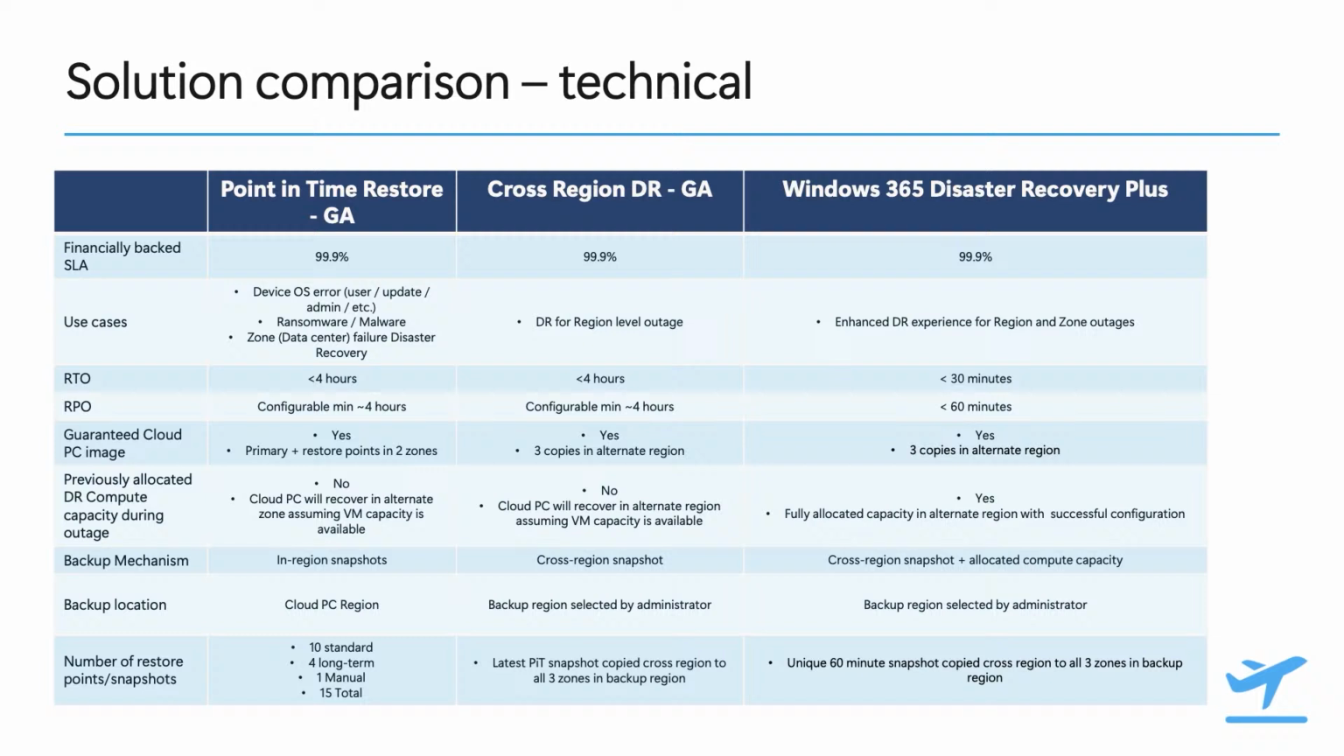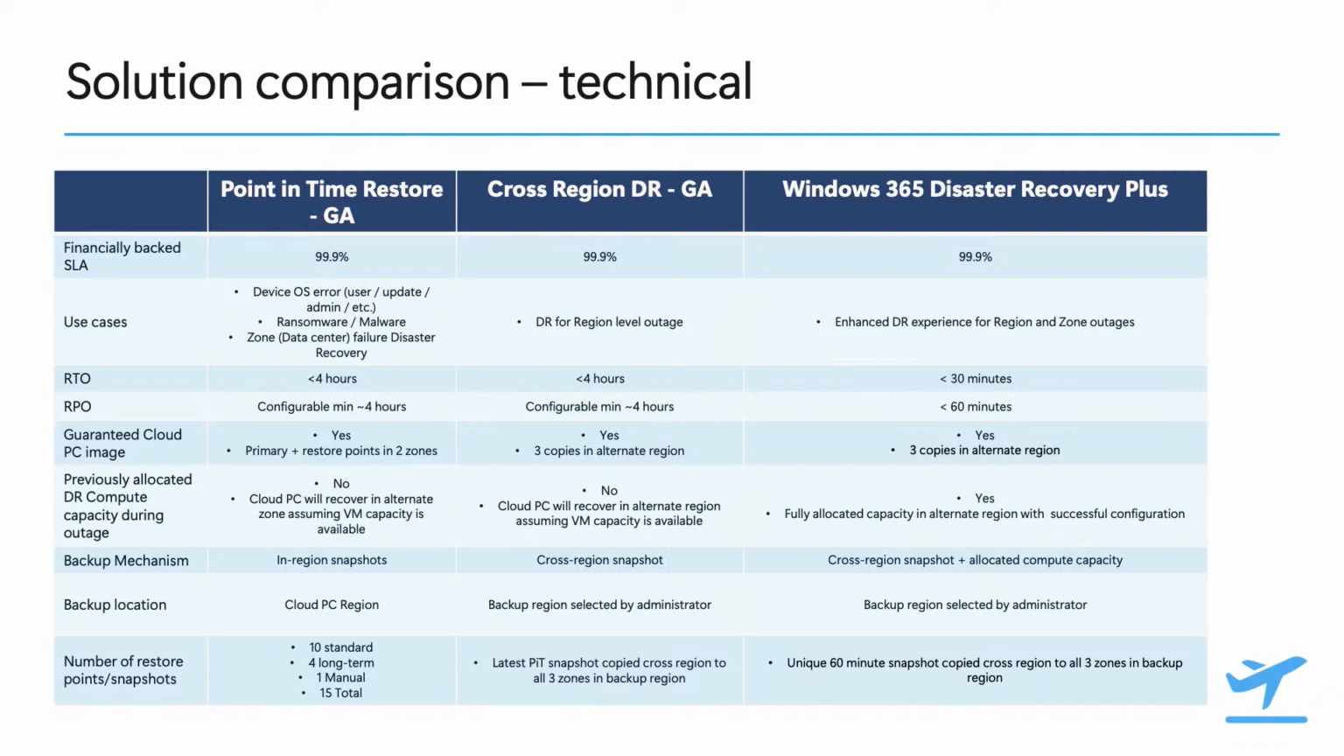The restore time objective, which is the amount of time required for all of your users to be restored during an outage, is a maximum of 4 hours with cross-region disaster recovery. And the restore point objective, the amount of data that might be lost, is 4 hours. Additionally, when using cross-region disaster recovery, there are 3 copies of the restore point made in the alternate region. So at the end of the day, you have 6 total copies of your cloud PC, 3 in your primary region and 3 in your remote target region.